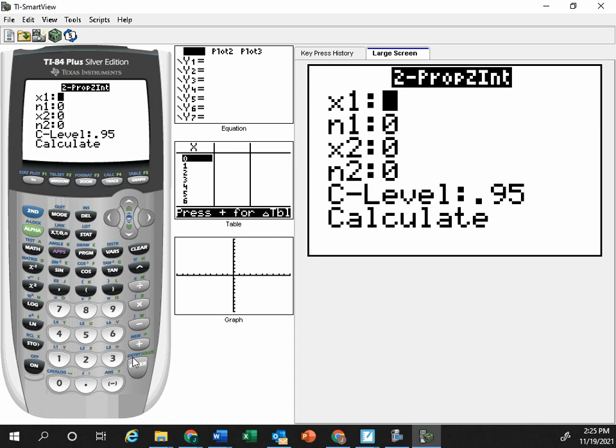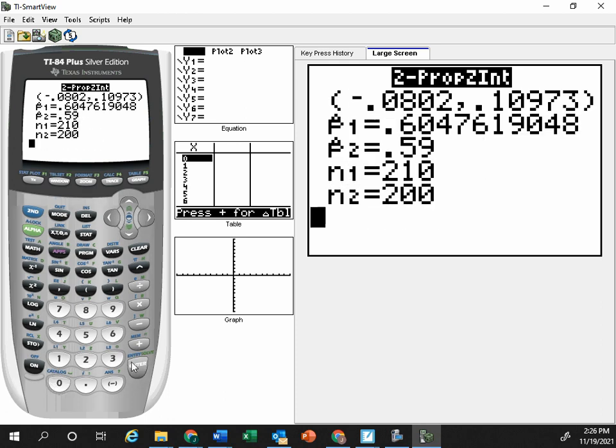All right, so you just key in what we know. The first group we said was 127 out of 210. And the second group was 118 out of 200. We were doing a 95% confidence level, so then we can just calculate it. So much nicer than keying everything else in by hand. All right, if you're not getting negative 0.08 to 0.109, let me know.